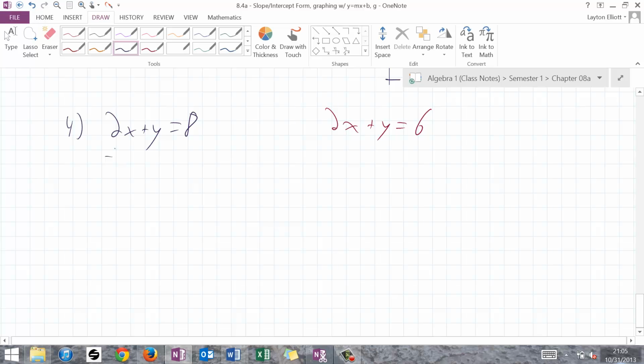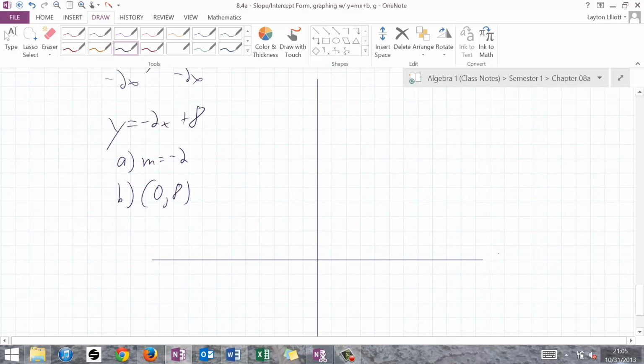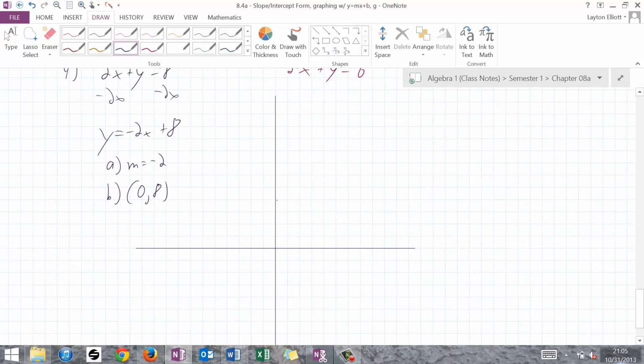If I just subtract 2x, I get y is equal to -2x plus 8. Has a slope of -2. Sorry, m is equal to -2. And that has a y-intercept of 8. So if I plot that, I'm going to need a lot of space here because there's a big y-intercept. So if I plot that, 0, 8 puts me here. And a slope of -2 is down 2, right 1, or up 2, left 1.